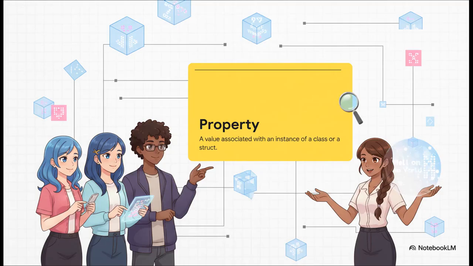Before we dive into the two different kinds, let's just make sure we're on the same page with the definition. A property is simply a value, like a number or some text, that's tied directly to an instance of a class or a struct. It's what gives our objects their personality, their unique characteristics.